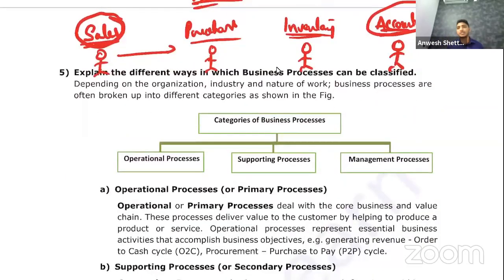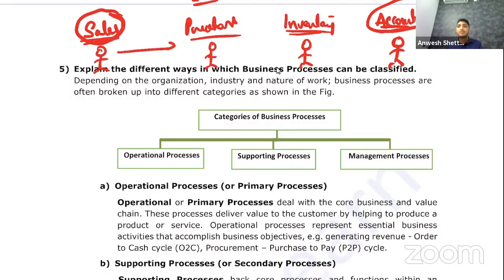Let's look at question number 5. Before I take question number 5, let me see if you have any questions. Okay, there is no question, so let me take you to question number 5.